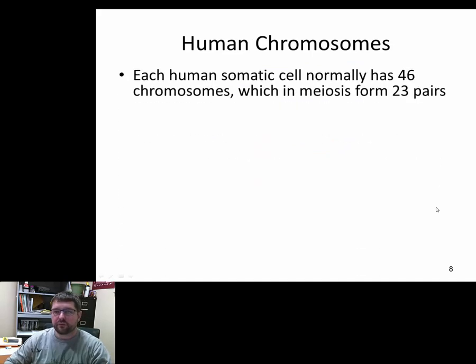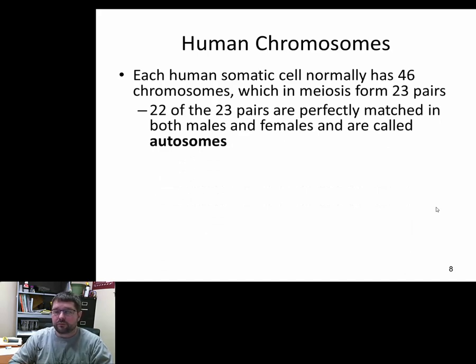Alright, so let's look at some human chromosome stuff, okay, and how humans are subjected to the same laws that all other organisms are subjected to when it comes to Mendelian genetics or really anything on the planet. We have 46 chromosomes, okay, which means that we have 23 different chromosomes and pairs of each one of them.